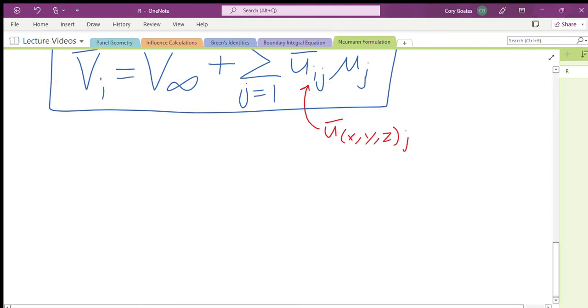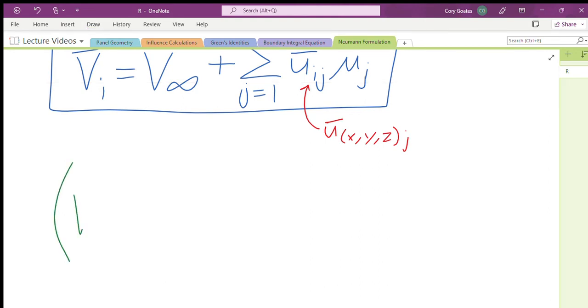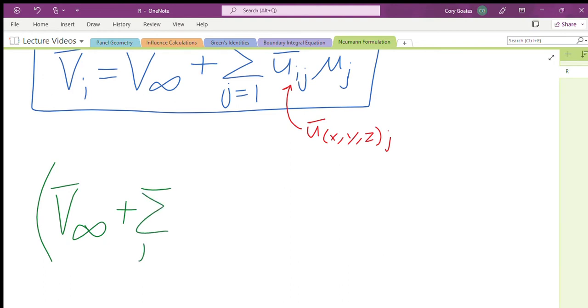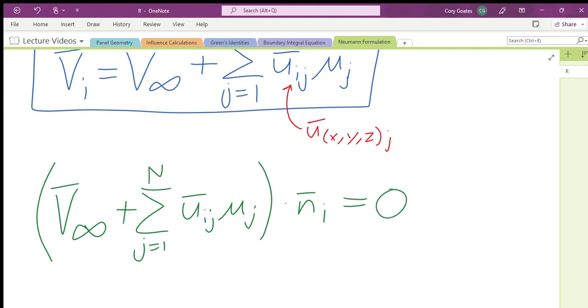Enforcing my zero normal flow boundary condition, I can say V infinity plus the sum from j equals 1 to n of u_ij mu_j dotted with n_i. Now remember, we're enforcing this on the ith panel, has to be equal to 0. Okay? Now I can go ahead and write this over and over and over again.